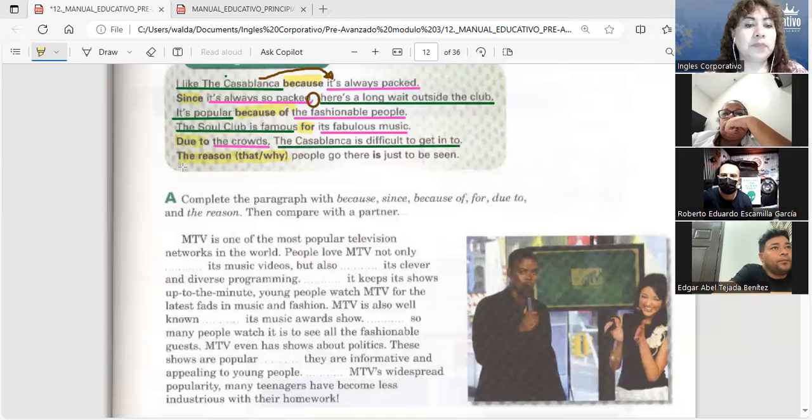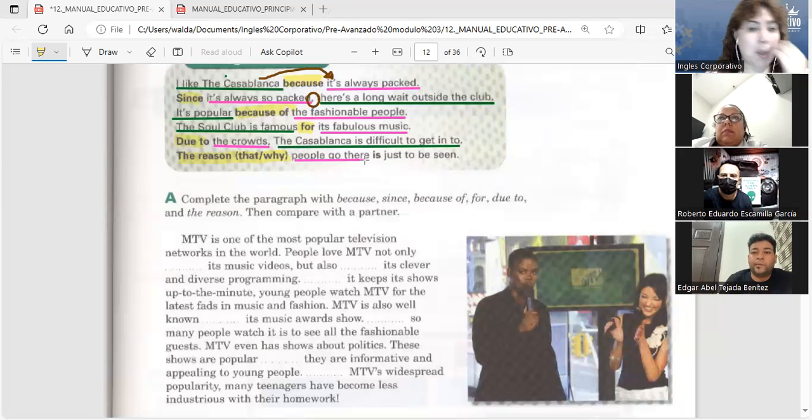And the last one, the reason that, or the reason why. And this one is more like a cleft clause, a cleft sentence. So this one says the reason why people go there, and then we use the main idea. It's telling us the reason, right? Now this is the reason.